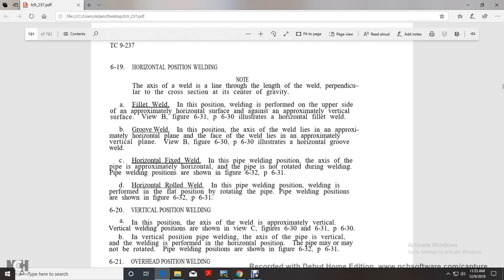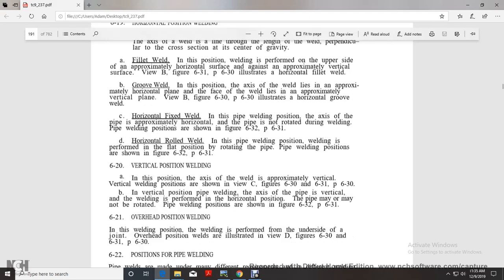Horizontal fixed weld: the axis of the pipe is approximately horizontal and the pipe is not rotated during the weld. The pipe welding position is shown in Figure 632, page 631. Horizontal rolled weld: the weld is performed in the flat position while rotating the pipe. The welding position is shown in Figure 632, page 631.